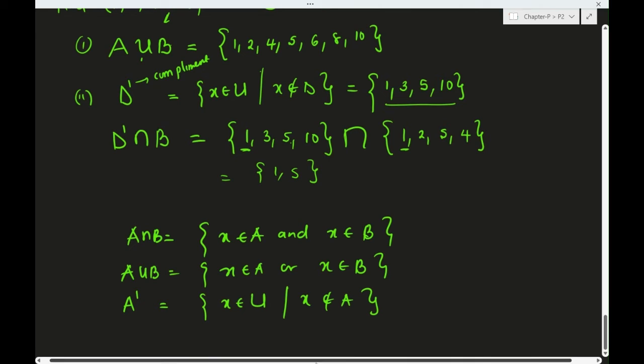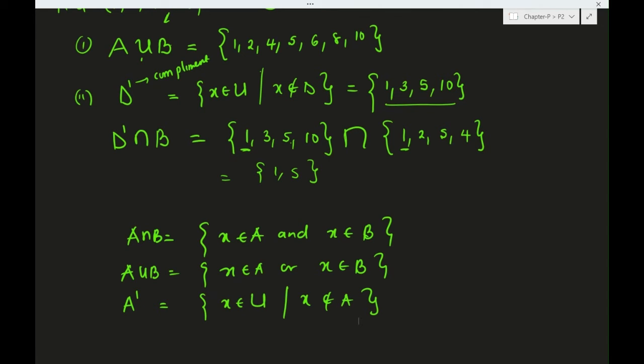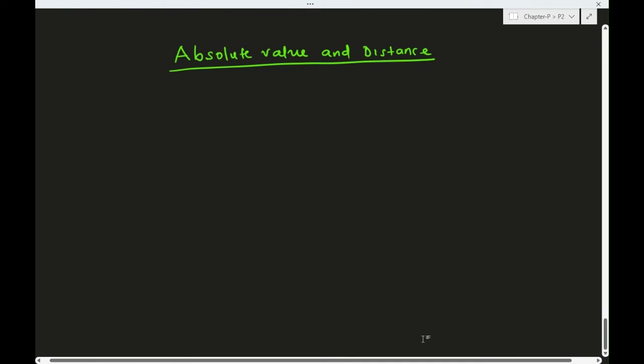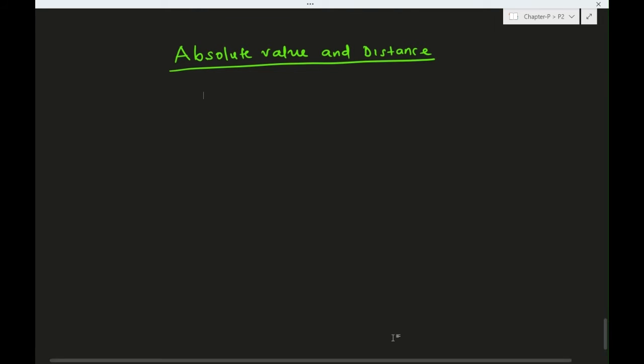All right. So we look at now I think the last part of chapter P2, which is the absolute value and distance. So if you have any real number, let's have the definition here.